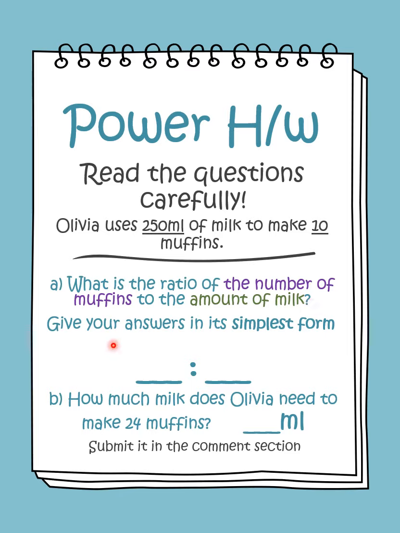Now see what they have mentioned first. They have mentioned the number of muffins first. So you are going to write the number of muffins first, and then you are going to write the amount of milk. Also, they have said that you have to give your answer in the simplest form. So please follow the question. Question B. How much milk does Olivia need to make 24 muffins? You will get the answer when you simplify it.